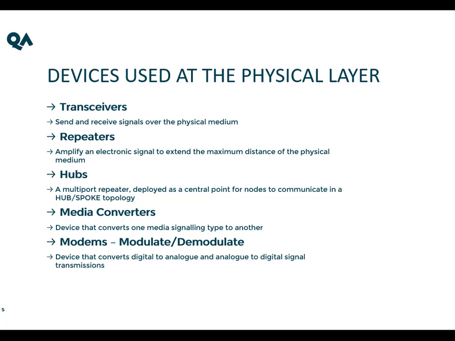Also at the physical layer we have media converters, and the purpose of a media converter is to convert one media signaling type to another media signaling type. So this gives us more flexibility within our network in the types of devices we can connect.